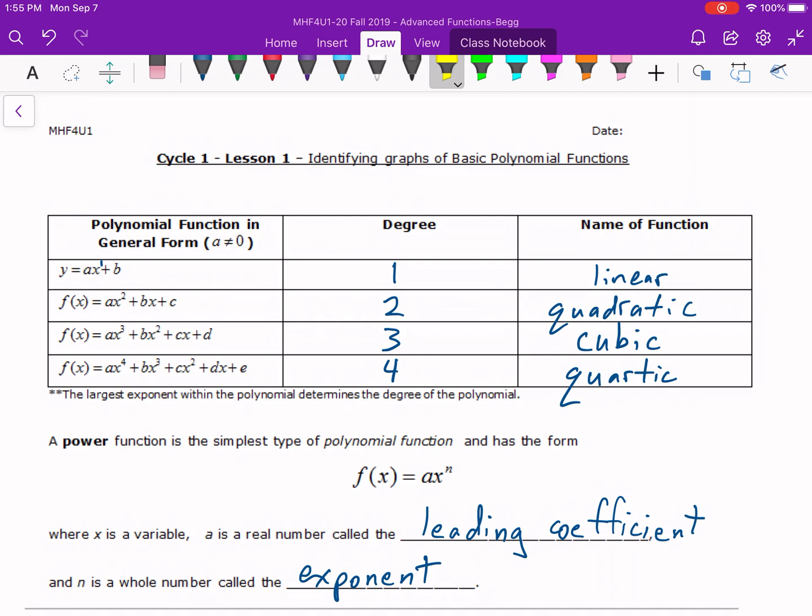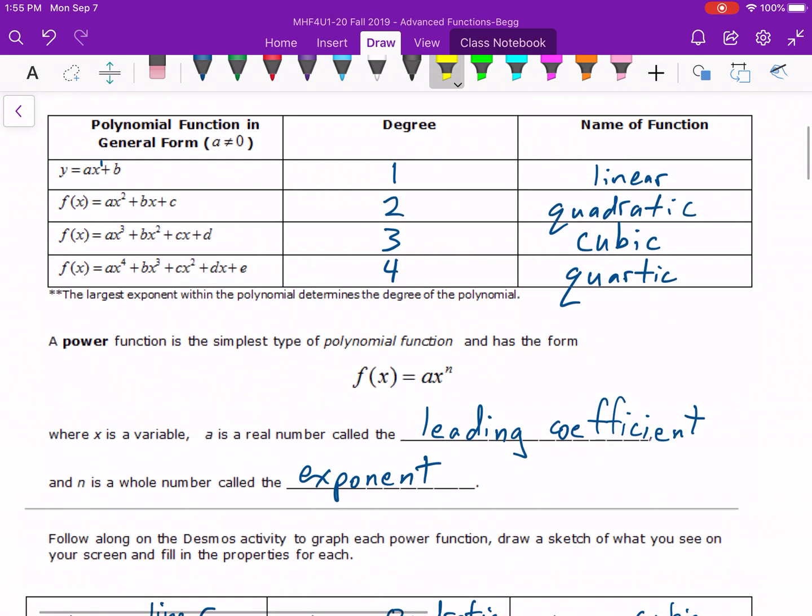In fact, before I get into the specifics for today, this whole first cycle, cycle 1, has a lot to do with graphs, looking at graphs of different types of functions. We're going to look at polynomial functions and rational functions and exponential functions and trigonometric functions. We're just going to be looking at the graphs of them a lot in this unit. All right? So let's jump into today's lesson.